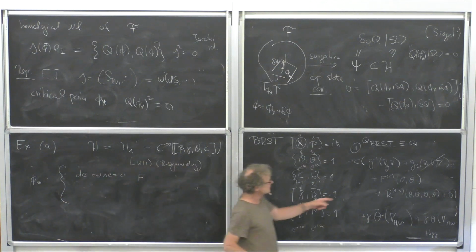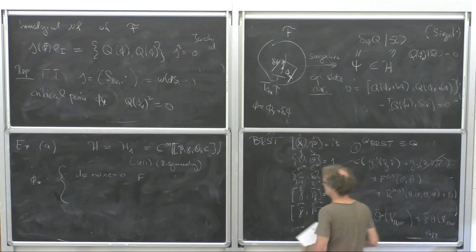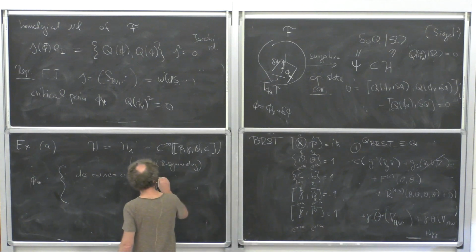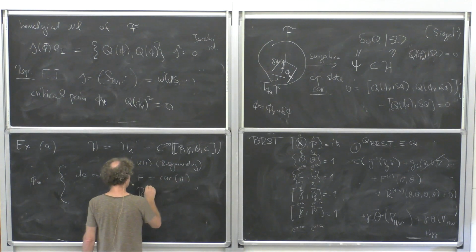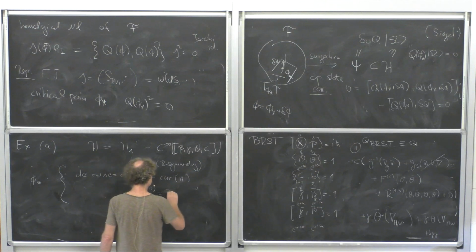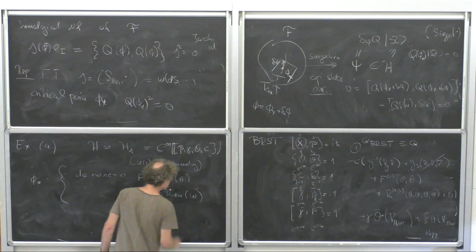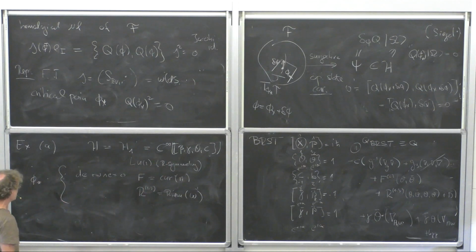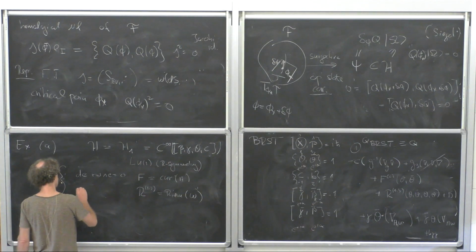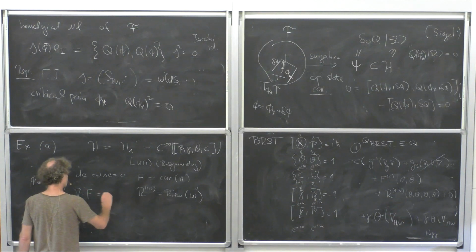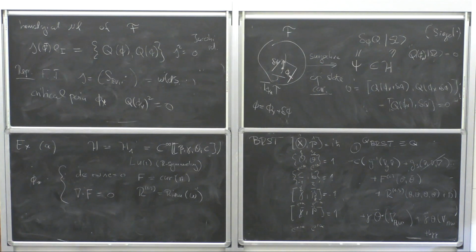So I get the torsion condition, and I get that F, this F2, this 2 form, has to be the curvature of the A connection. I find that the R13 has to be the Riemann tensor of the spin connection. And I also find that nabla F equal to 0. So these are the conditions that you get.